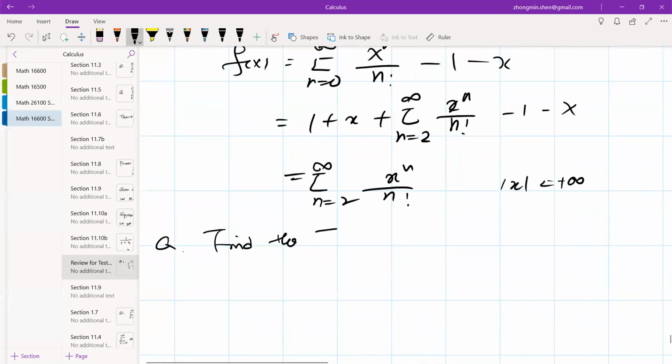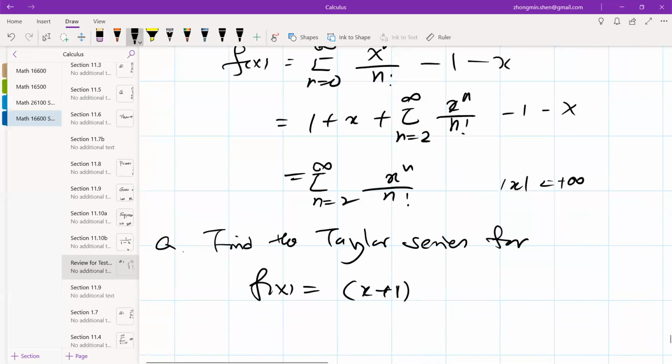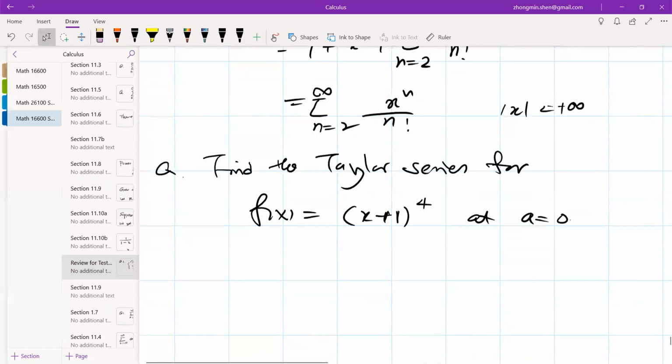Now, the next question is, find the Taylor series for the function f of x equals x minus 1 to the fourth power at a equals 0. Yeah, how do you do this problem?